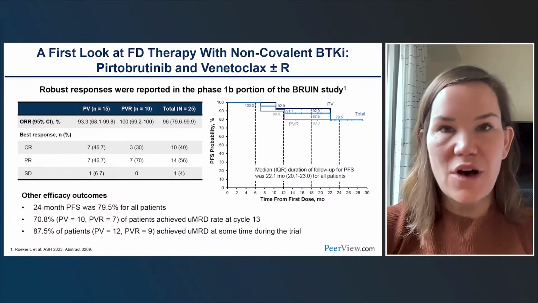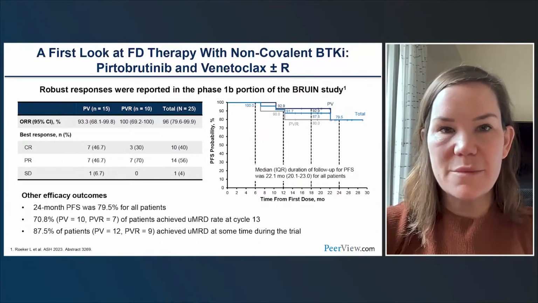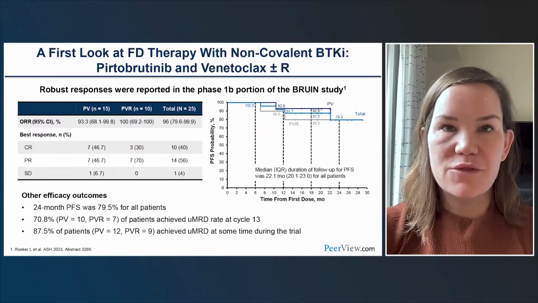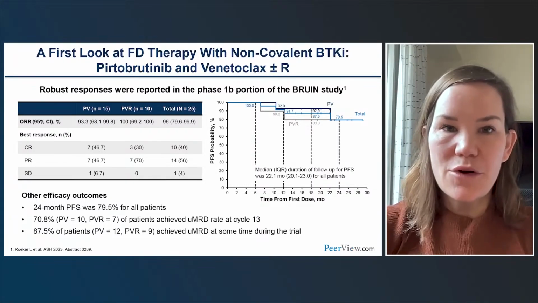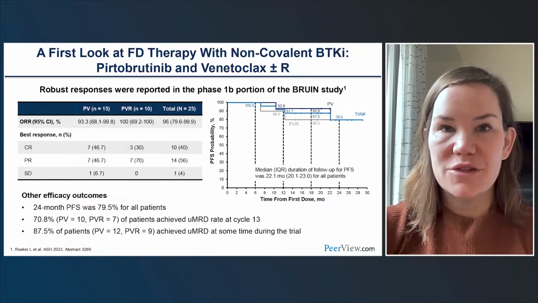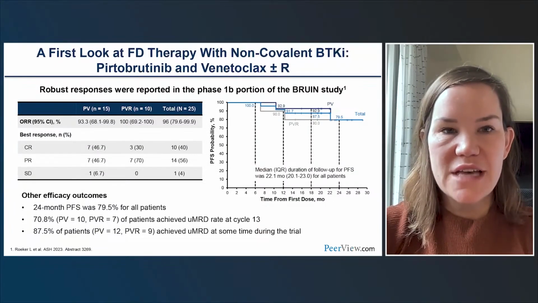So pirtobrutinib has also been studied in combination. And so of the Bruin trial, there was actually this phase 1b sub-study where patients could be enrolled and treated with pirtobrutinib with venetoclax or pirtobrutinib with venetoclax and rituximab. The number of patients accrued to these arms was relatively small, so there were 15 patients treated with Perto plus Ven and another 10 treated with Perto plus Ven-R.